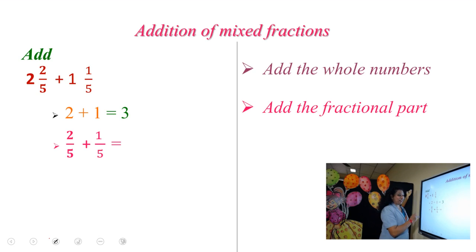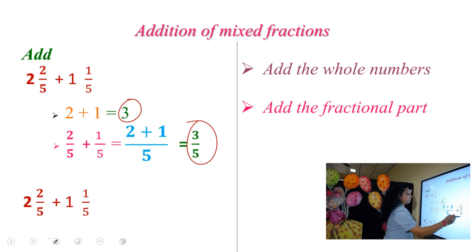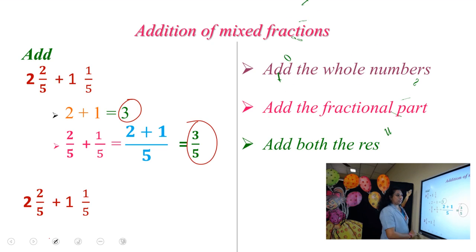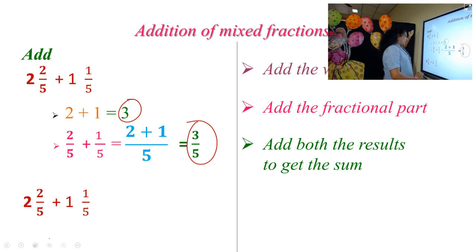Now we learned how to add fractions. We'll write the denominator as such and add the numerators. That is 2 plus 1 by 5, which is equal to 3 by 5. Next, after writing this, write the question once again. 2 and 2 by 5 plus 1 and 1 by 5 is equal to, we got the whole number as 3 and the fractional part as 3 by 5. Add both the results to get the sum. So the answer is 3 and 3 by 5.